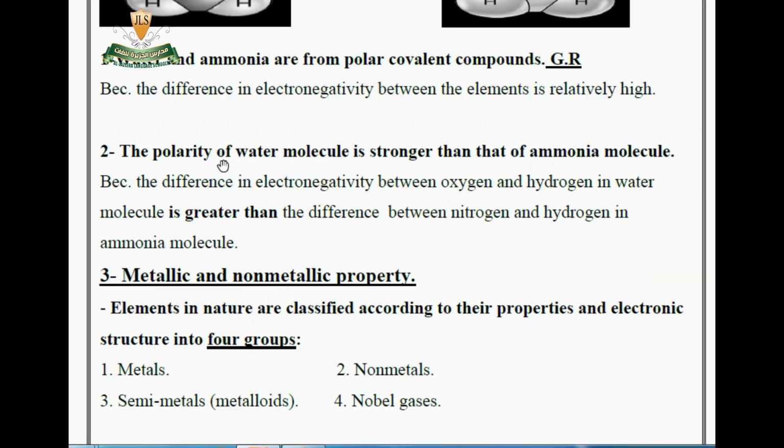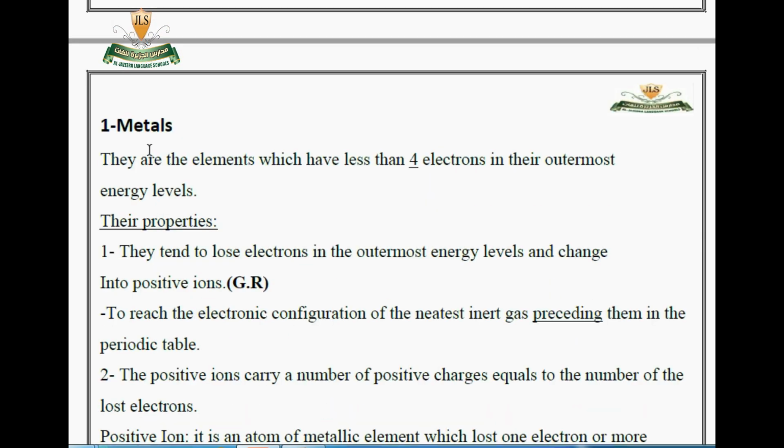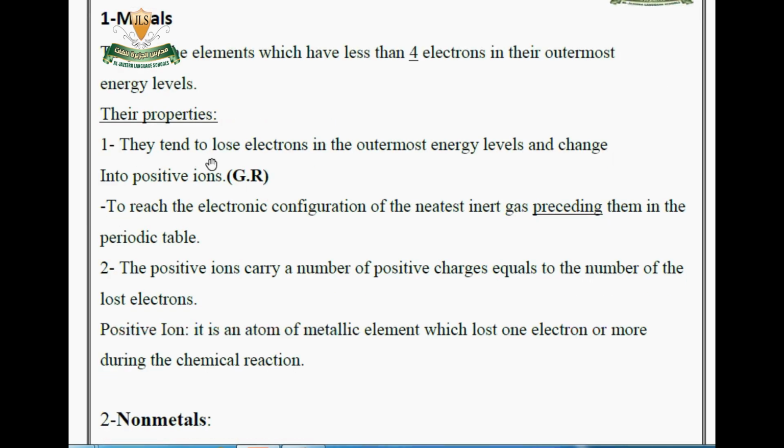Okay, let's go to the metallic and non-metallic properties. We can classify elements according to their properties into four groups: metals, non-metals, semi-metals or metalloids, and noble gases. Metals are elements which have less than 4 electrons in the outermost energy level. They tend to lose electrons and change into positive ions.